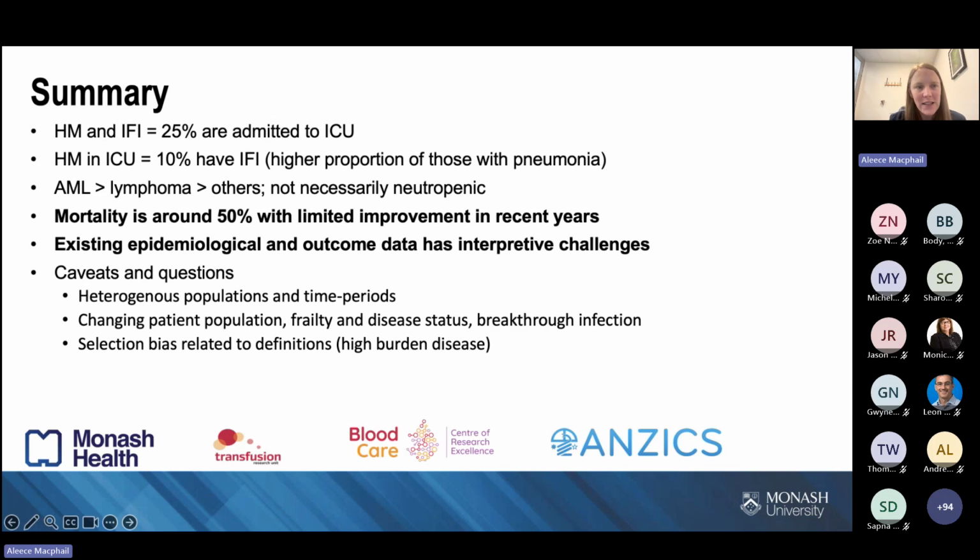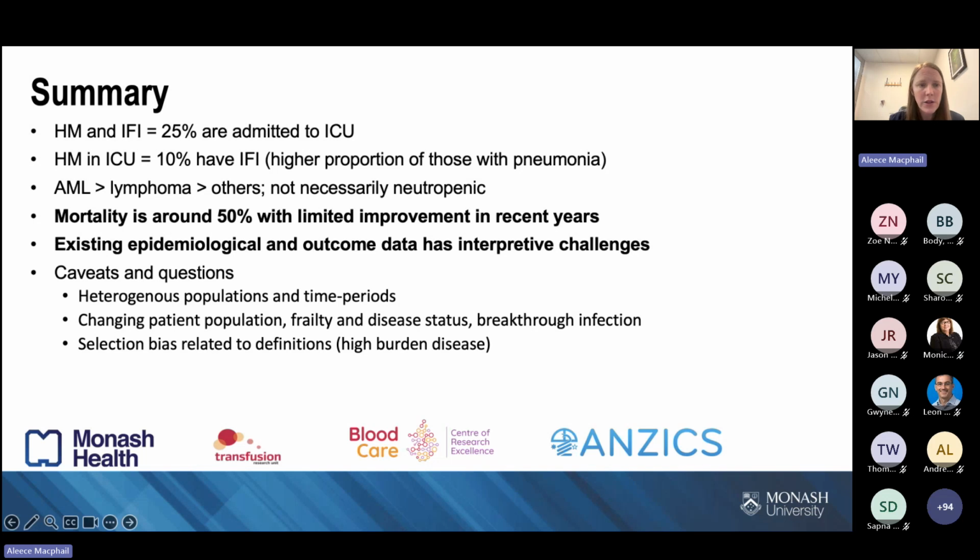So in summary, heme malignancies and invasive fungal infections are a really dangerous combination when patients are critically ill. Of those with heme malignancy and invasive fungal infection, about 1/4 are admitted to ICU. Of those with heme malignancies admitted to ICU, about 10% have a fungal infection. And that group is diverse. They're not all AML. There's also patients with lymphoma, and not all patients are neutropenic. The mortality is about 50%, and that's been pretty consistent, including in recent years.